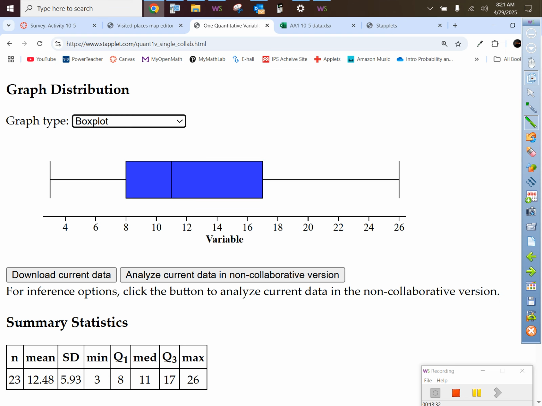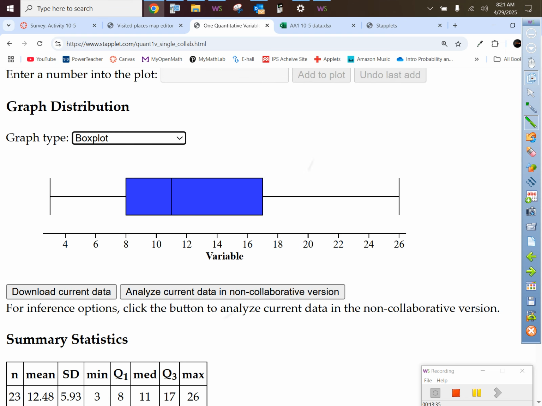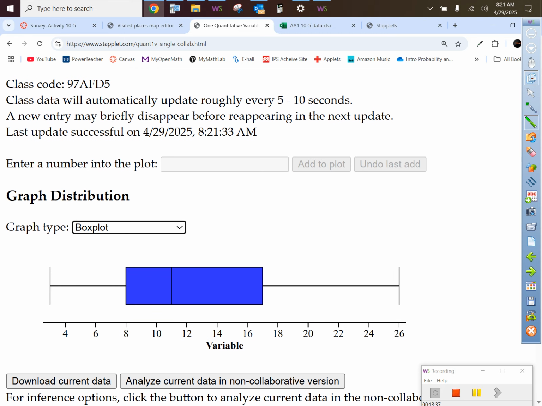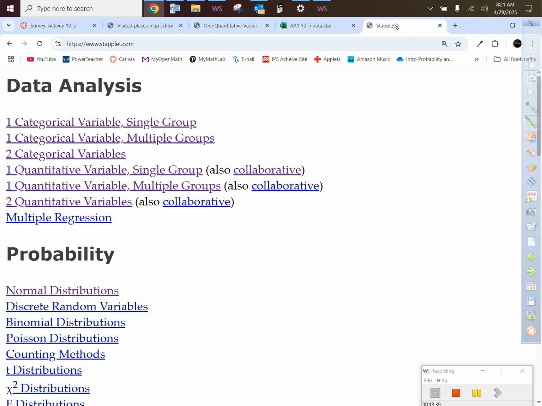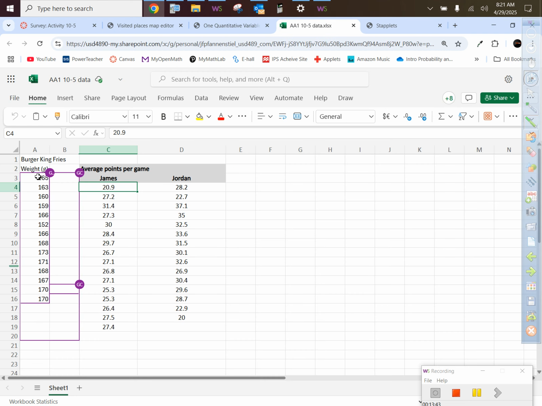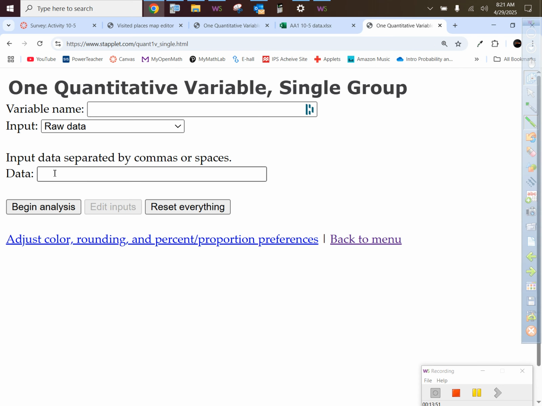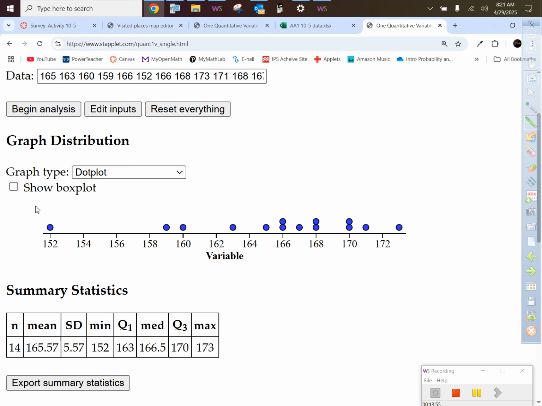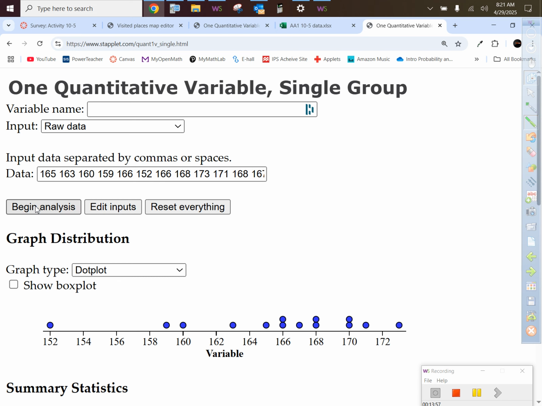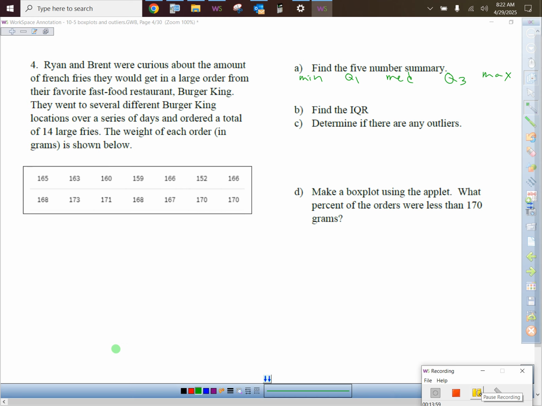So we are finished with this data right here, if you wanted to close that out, or you could just start a new applet. But we will go to the data needed on here and copy the Burger King fries and paste it into one quantitative variable single group. And then I will let you get the summary statistics there for the 5-number summary.